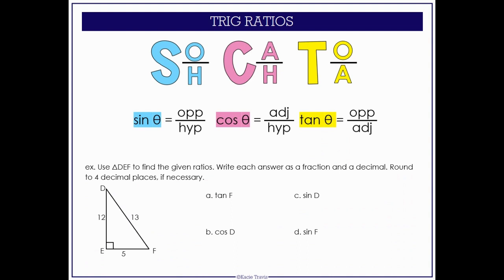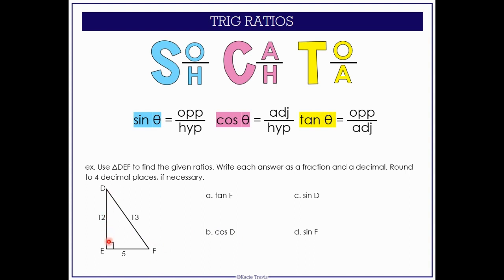Below we got triangle DEF, and we want to use the sides on it to find our ratios. They want us to write each of these as both a fraction and a decimal. Example A asks us for the tangent of F. This means we need to look at this triangle from the perspective of angle F, down in the bottom right. Looking at it from here means that our opposite side is DE and our adjacent side is EF.